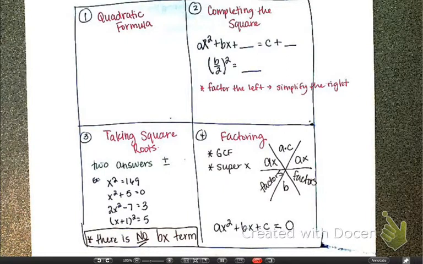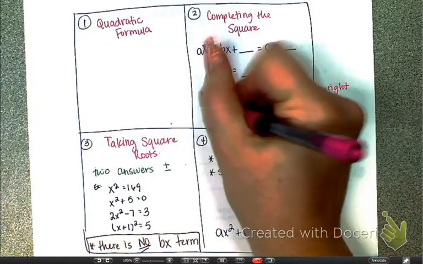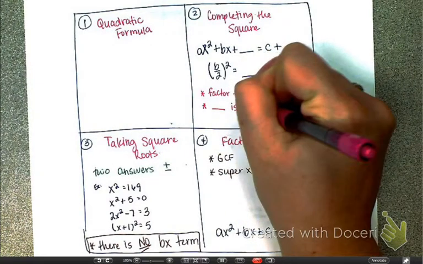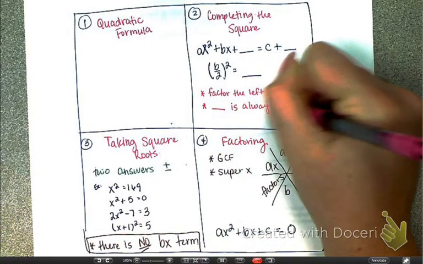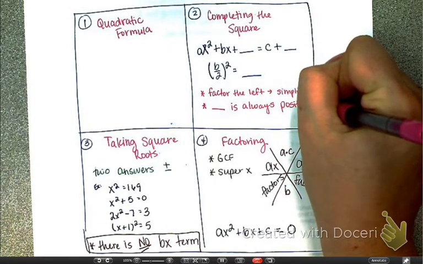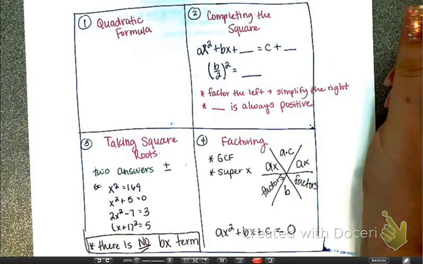Noah? I think the C is always positive. Yep. That blank that you fill in, it is always positive. Yeah, we can add that. The blank is always positive. Anything else? 2 answers. Okay, you'll have 2 answers.